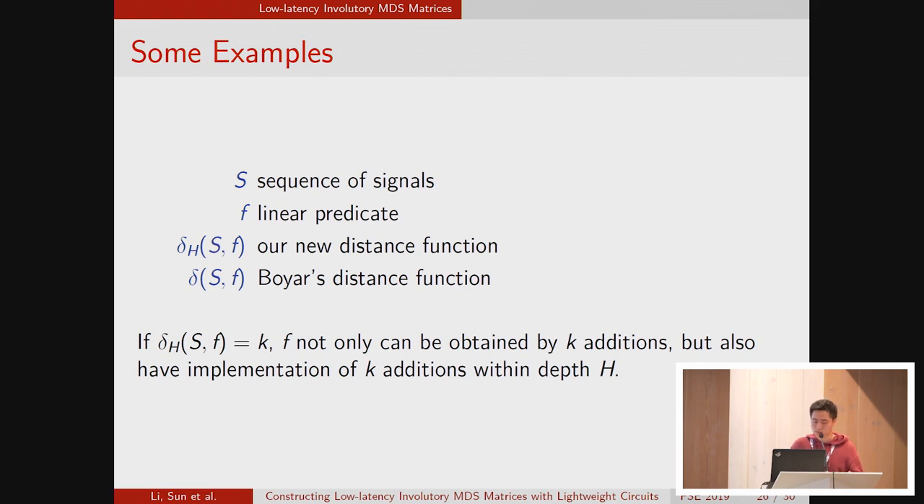We are giving some examples. First, we denote S as the sequence of signals, F as linear predicate, and dist_H(S,F) as our new distance function, dist(S,F) as Boyer's distance function. If dist_H(S,F) equals K, F not only can be obtained by K additions, but also has an implementation of K additions within depth H.